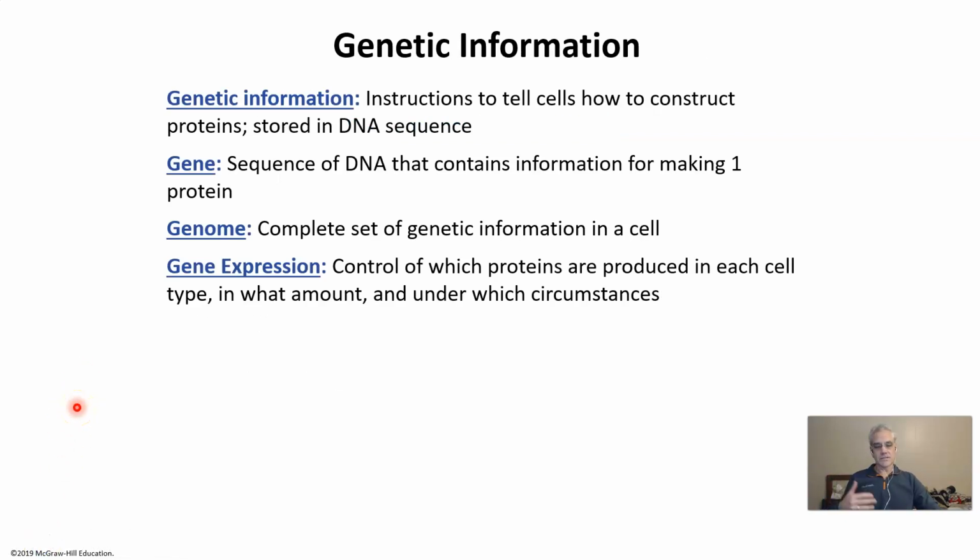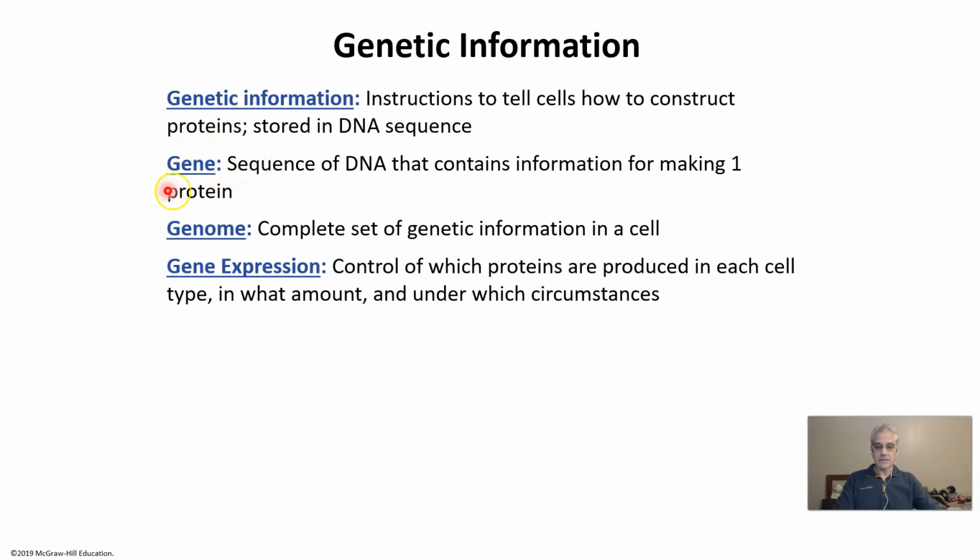Now we have some words here that pop up. Genetic information, right? So genetic information is the cookbook. Just think of it as a cookbook. It's the instructions to tell cells how to construct proteins. All of that is stored in the sequence of DNA. And we're going to talk about what that means, a sequence of DNA. We're going to get into that in a moment.